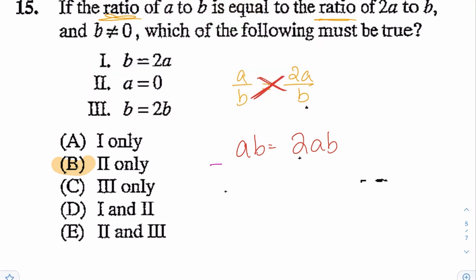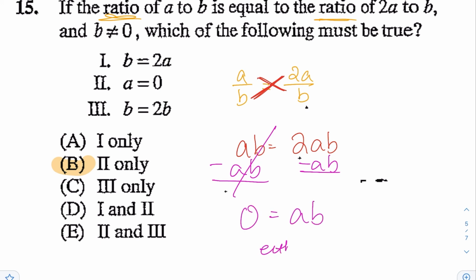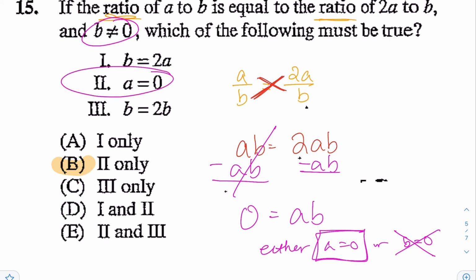So if you subtract AB on both sides, you get that 0 is equal to AB. So either A equals 0 or B is equal to 0. Now B is in the denominator. That can't be equal to 0. We're given B is not equal to 0. So therefore A has to be equal to 0. And that's choice 2. So that's going to be choice B.